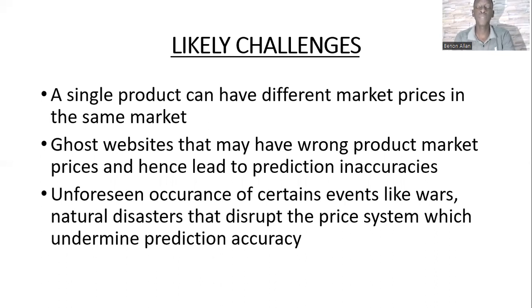Then another problem might be ghost websites that put up unrealistic prices for a particular product in order to attract people, and the model uses prices from websites to determine the market prices. Another challenge could be unforeseen events like wars and natural disasters that disrupt the price system. When assessing our prices, we don't cater for wars and natural disasters, and they make certain products become so expensive or too cheap. And these may make our predictions somewhat wrong.